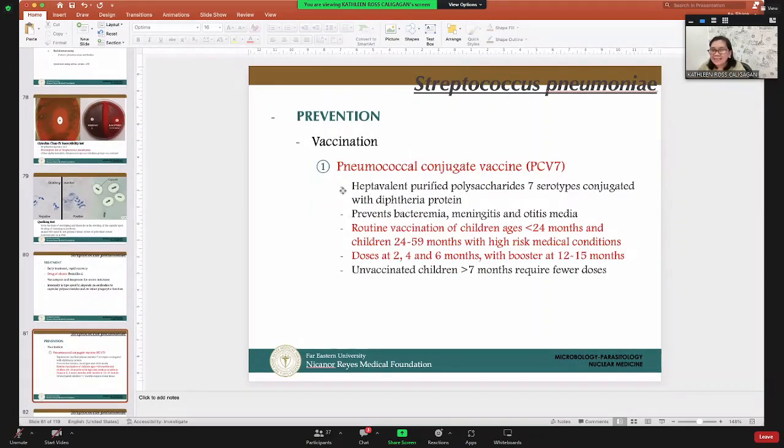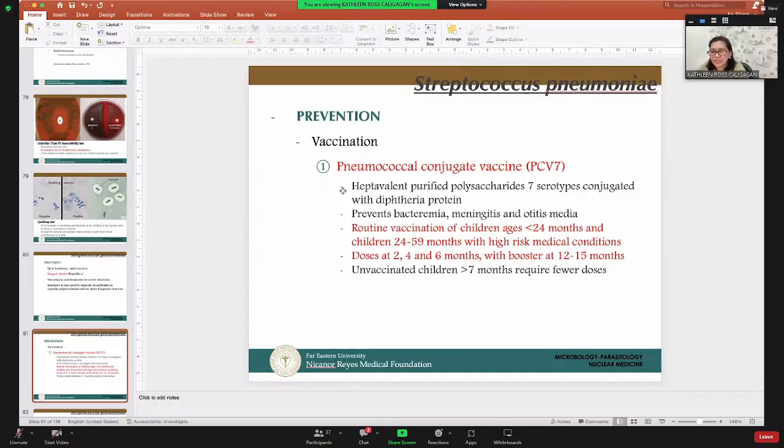Vaccination: you have 2 types of vaccines. The PCV7 or pneumococcal conjugate vaccine. Why PCV7? Because it's effective against 7 serotypes. You see it's in red font, so usually I ask that. This is to prevent bacteremia, meningitis, and otitis media in children.